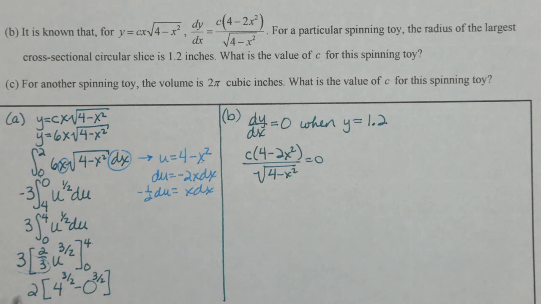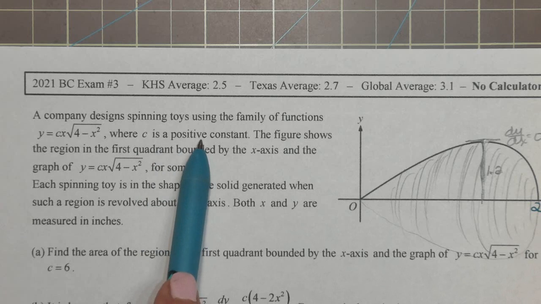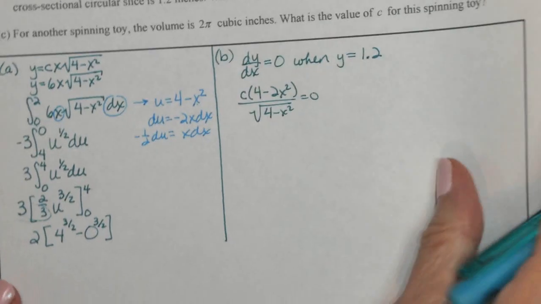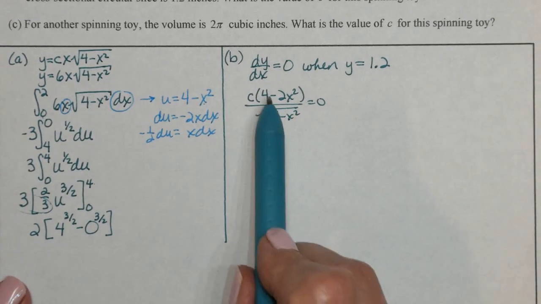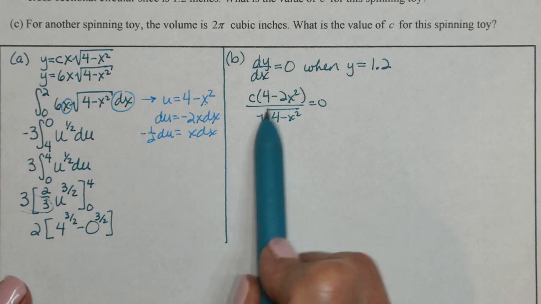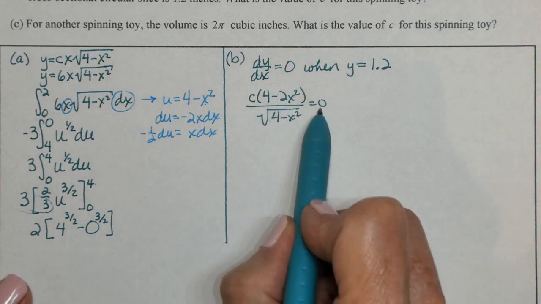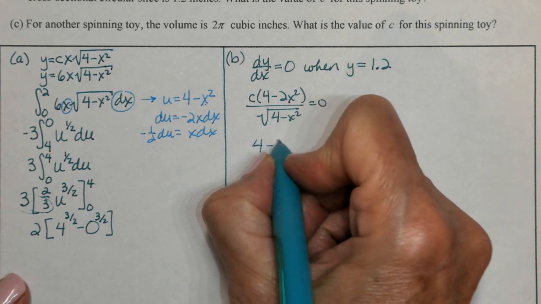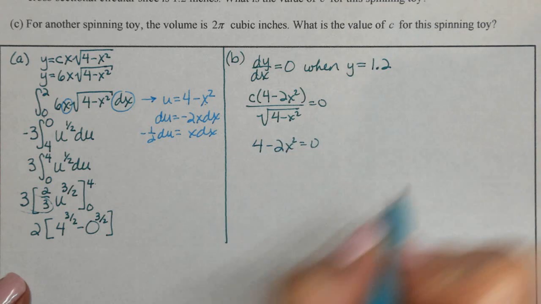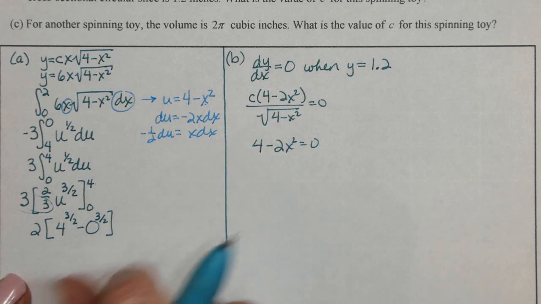I don't know what c is, but I know it's not 0, because they tell me it has to be positive. So c is not 0. So what would make this thing 0? What would make this thing 0 is when the numerator is 0. So this is 0 when 4 minus 2x squared is 0. Not the denominator, the numerator. The numerator has to be 0.